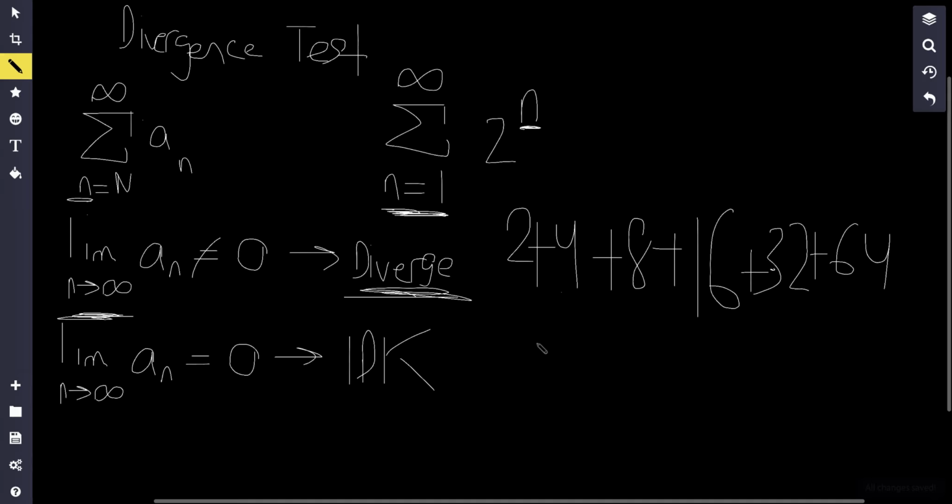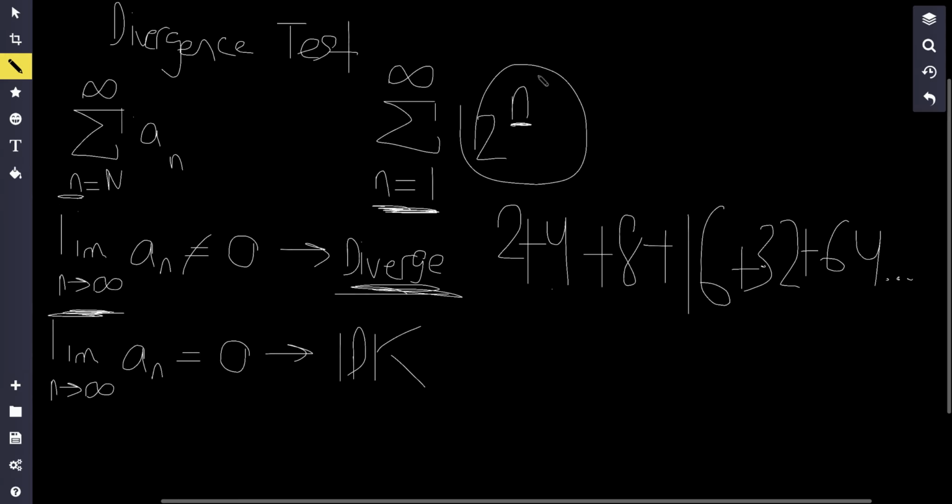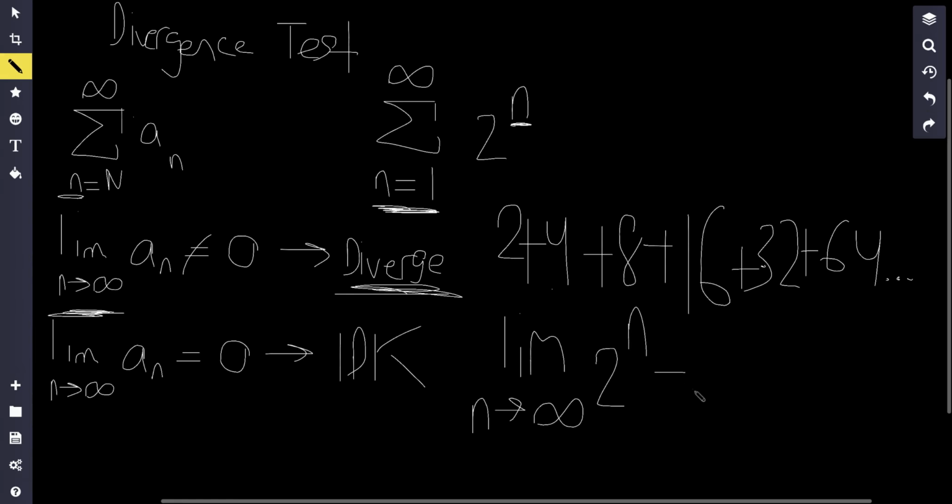So you can see how as our n value gets higher, the value of the term that we are on is going to get bigger and bigger and bigger. The way I represent this is, as our n value gets bigger and bigger, all the way up to infinity, our 2 to the n term is going to approach infinity. Notice how this infinity is, of course, not equal to 0. So therefore, this series is going to diverge.